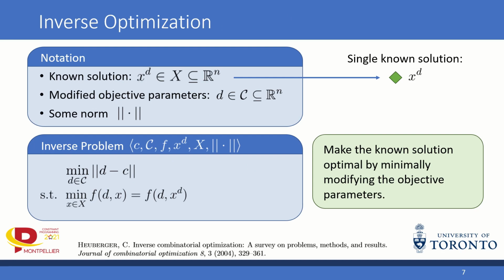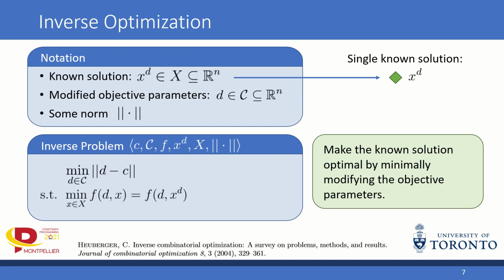So we'll call the modified objective parameters d and control any requirements on them with the feasible set C, and use some norm, typically L1, to measure the distance between the modified objective parameters d and the initial objective parameters c. We'll minimize this norm with the constraint that the known solution xd needs to become optimal. So this is the form that inverse optimization is typically studied in. You can notice that the constraint parameters are not allowed to change.